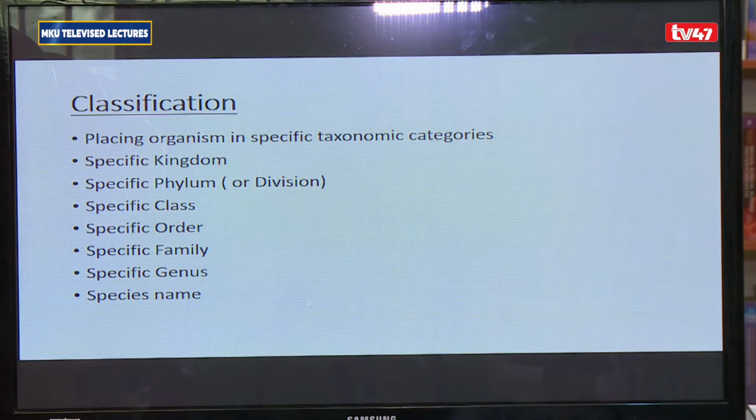So you talk about placing the organism in a group, we are placing it in a specific taxonomic category, right from the highest group, which is the kingdom, to the lowest one, which is the species level. So these are the main activities that are involved in taxonomy.